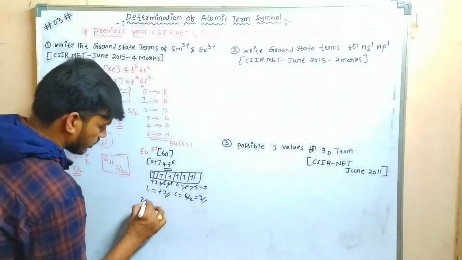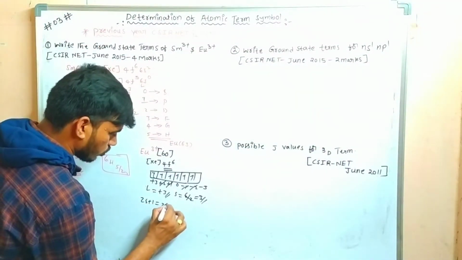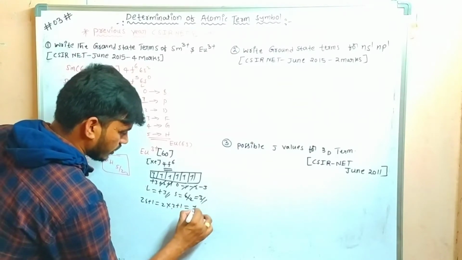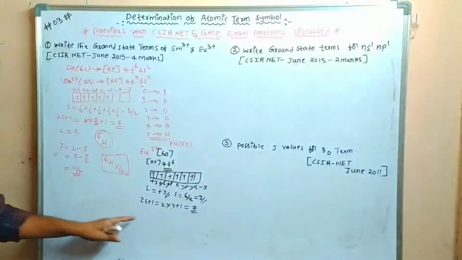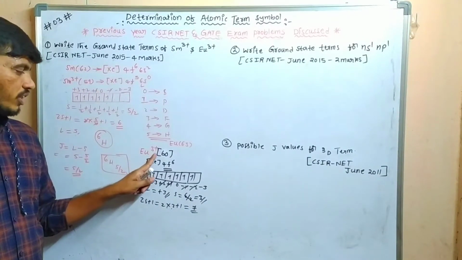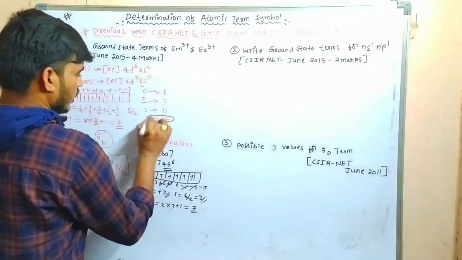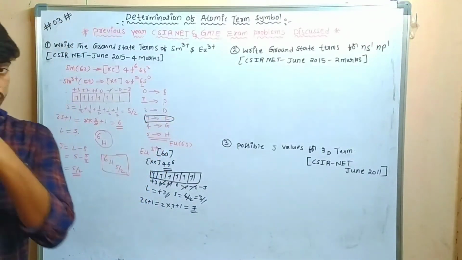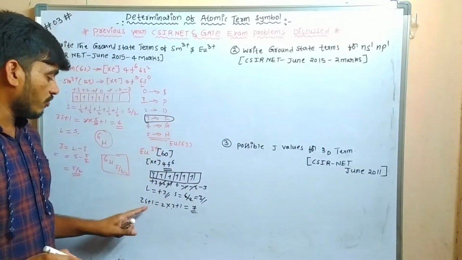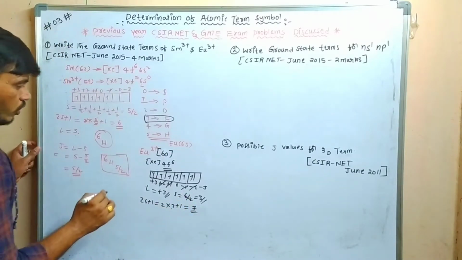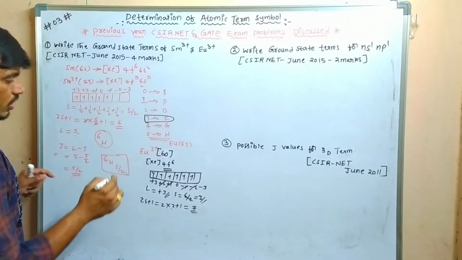So the spin multiplicity value 2S plus 1 is equal to 2 into 3 plus 1, which is 6 plus 1, 7. So 7 is the spin multiplicity value of this europium 3+, and L is equal to 3. So L is equal to 3, the term is F. So the 2S plus 1 spin multiplicity value is 7. So you have to find the atomic ground state term.